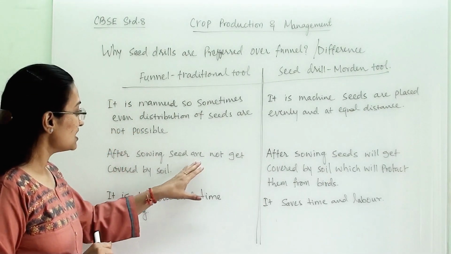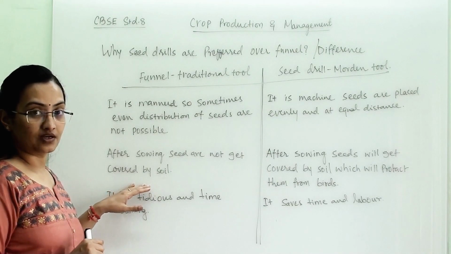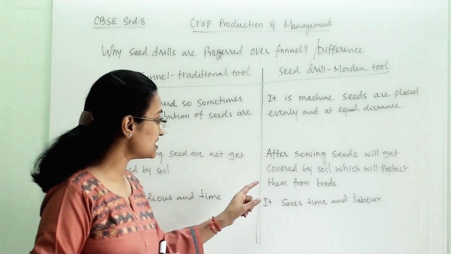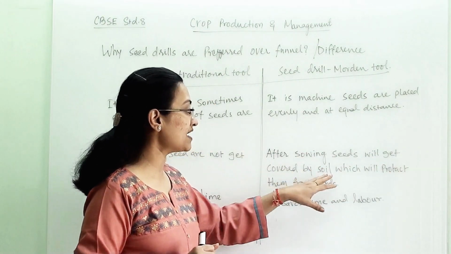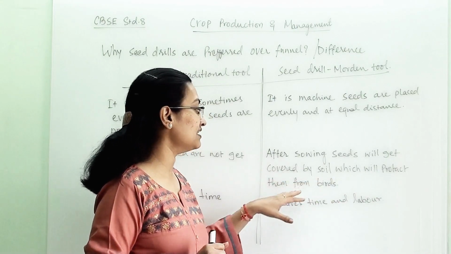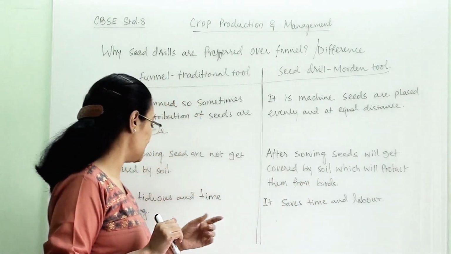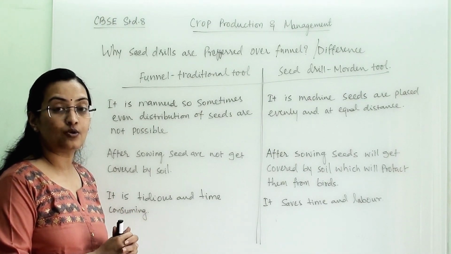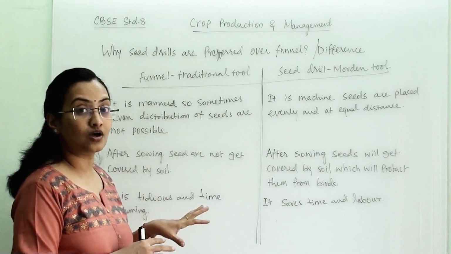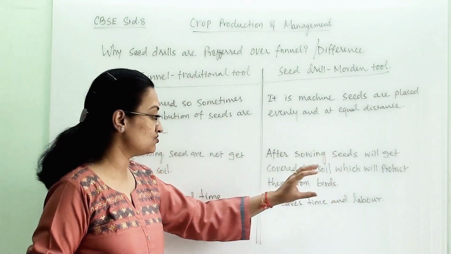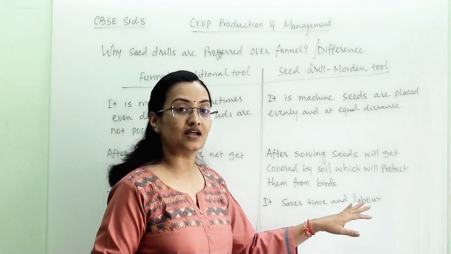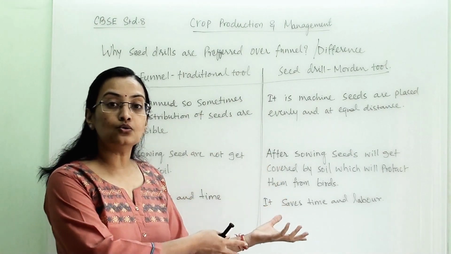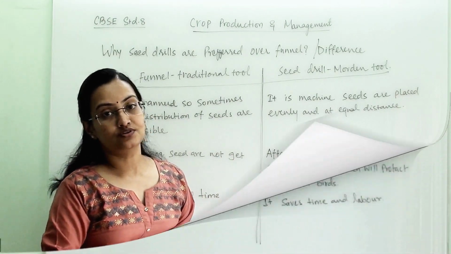After sowing, seeds will not get covered by the soil because it is manual. If you want to cover the seed, then we have to do it manually. Whereas here after sowing the seed, it will get covered by soil and it will protect them from being eaten up by the birds. This process is manual, so it is tedious, it is tiresome and requires a lot of hard work, and the outcome is not as good as the seed drill. Whereas this will save time and labor, it is quick and it is very efficient. So that's why modern tools are preferred over traditional tools.